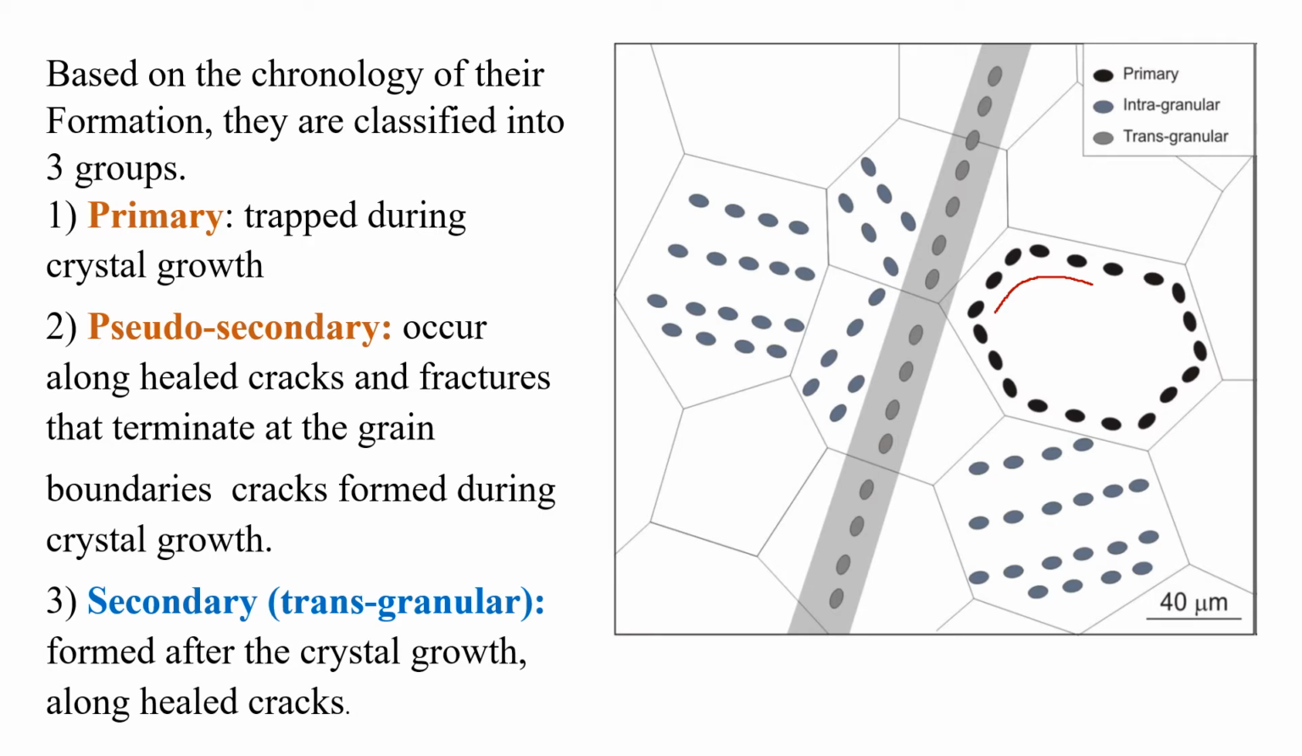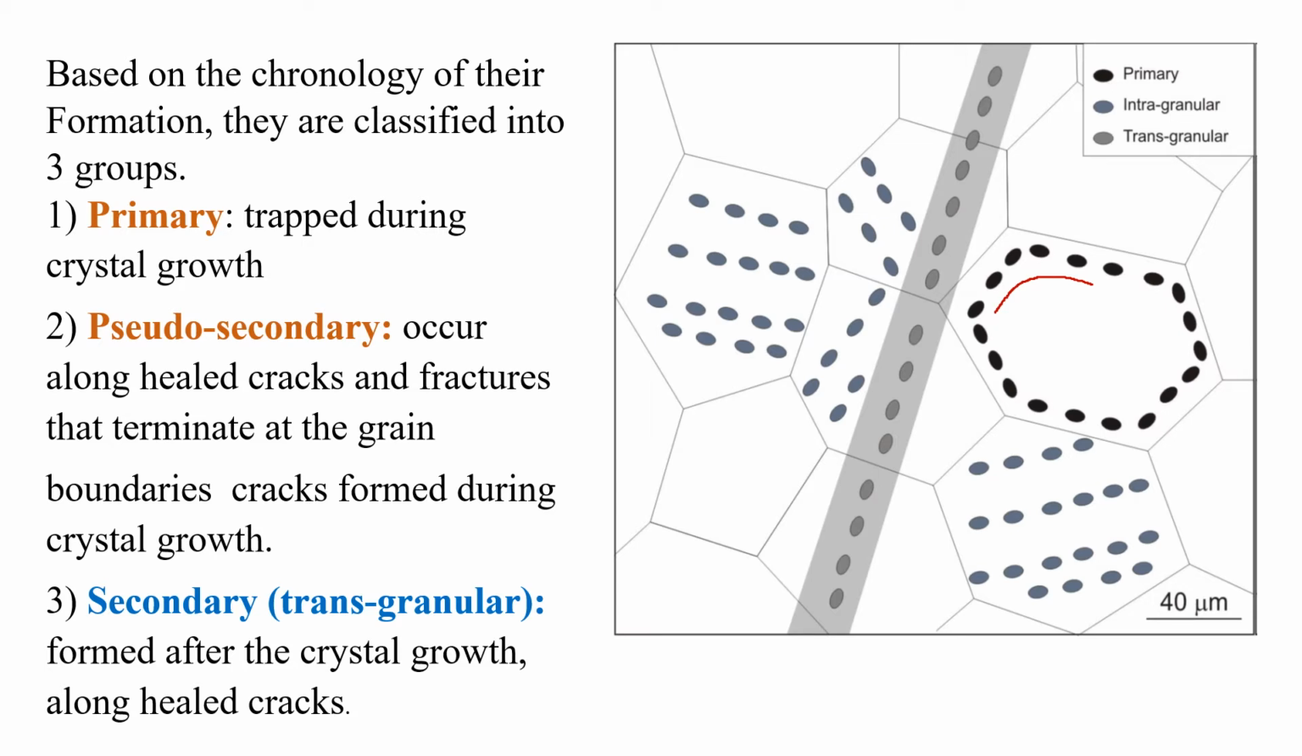But the second ones, the pseudo-secondary fluid inclusions, are trapped along the fractures and some of the cracks formed during the growth of the crystals. We know that no crystal is perfectly created. There are some imperfections in most of the crystals. So due to these imperfections, there will be some cracks or fractures along which some of the fluids can enter into the crystals and they are entrapped within them.